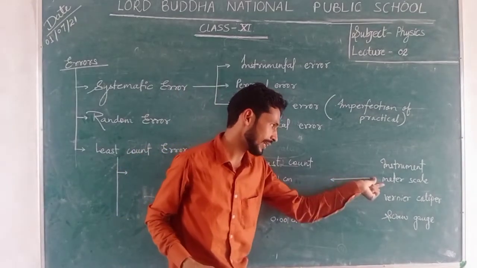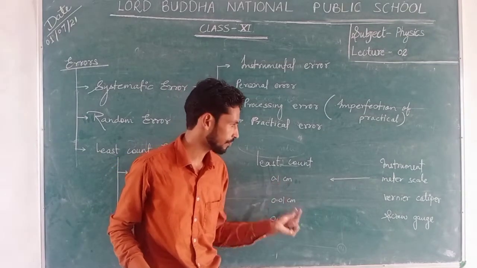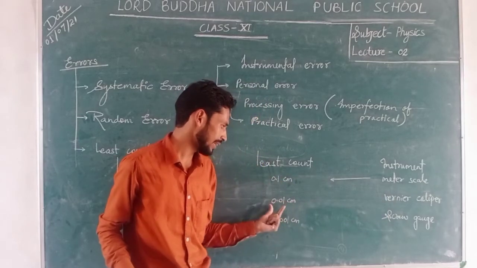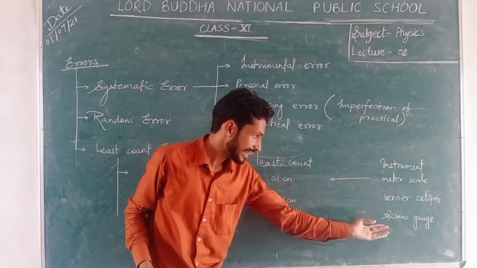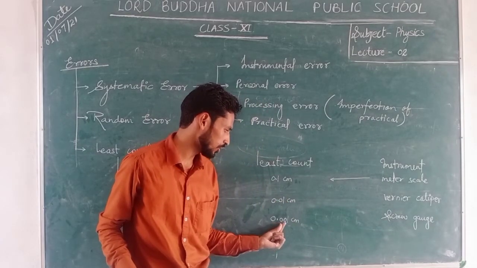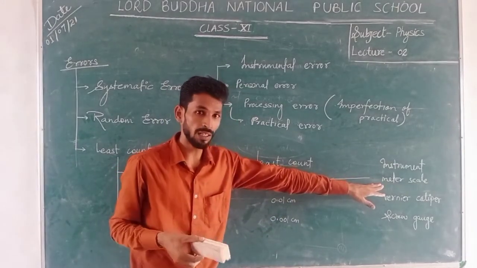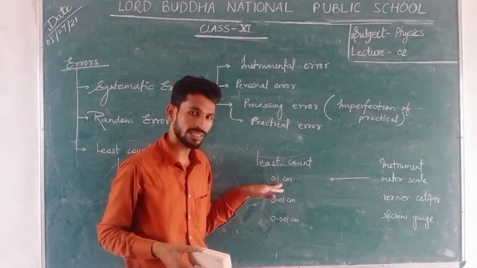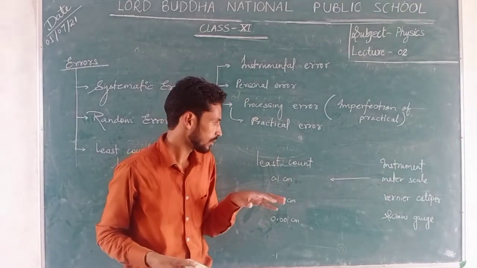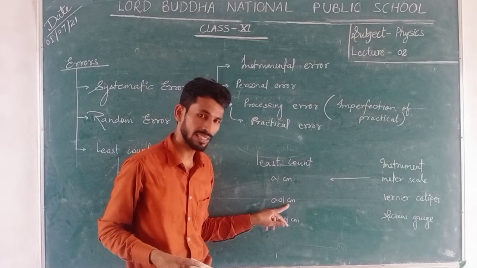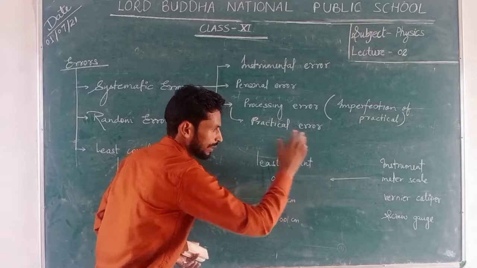That means a meter scale can measure a minimum exact value of 0.1 centimeter. Vernier caliper can measure an exact value of 0.01 centimeter. And the screw gauge can measure exactly 0.001 centimeter. That means a meter scale is not capable of measuring less than this value. Vernier caliper is not capable of measuring an exact value lower than this, and the same for the screw gauge. So this is the least count of the instrument.